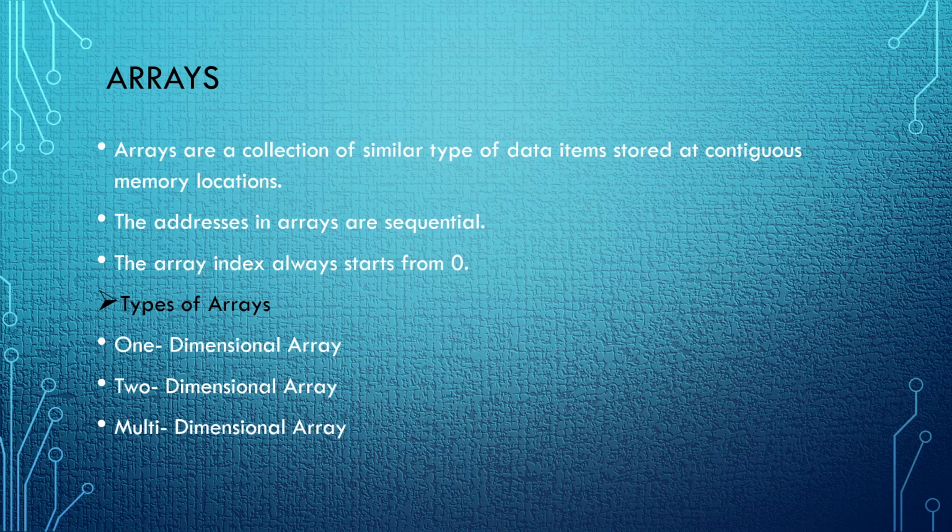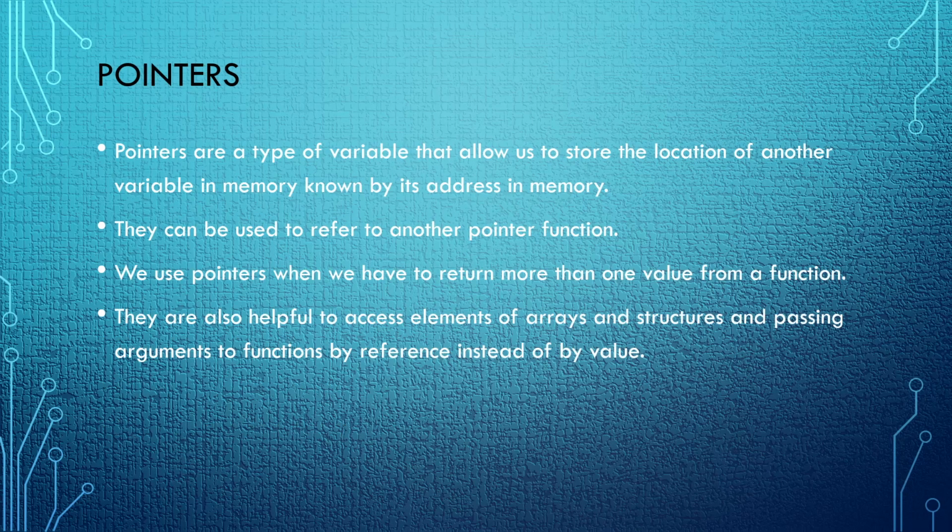Next one is arrays. Arrays are a collection of similar type of data items stored at contiguous memory locations. The addresses in arrays are sequential. The array index always starts from 0. Types of arrays: one-dimensional array, two-dimensional array, three-dimensional array. These are the types of arrays.